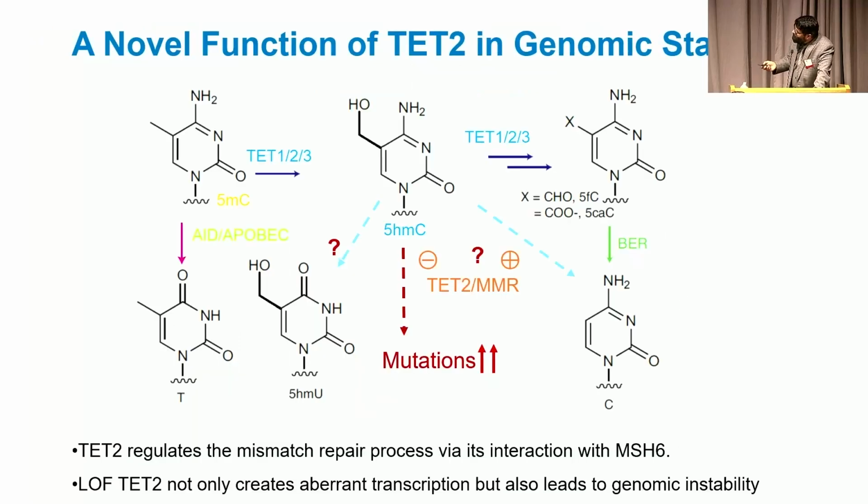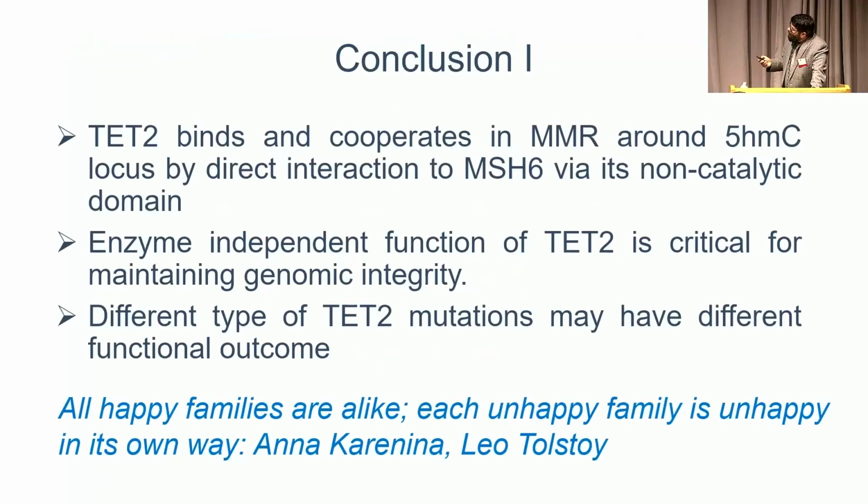Now, thus we have this model: TET2 not only converts 5-MC to 5-HMC, it is also involved in the repair, in the base excision repair part, by recruiting the mismatch repair complex. Now, to conclude, all TET2 mutations are not the same, and we are still working on how, in the clinical setup, these different types of TET2 mutational configuration determine which clonal CHIP clone will progress or not progress, and we are looking at that aspect currently.